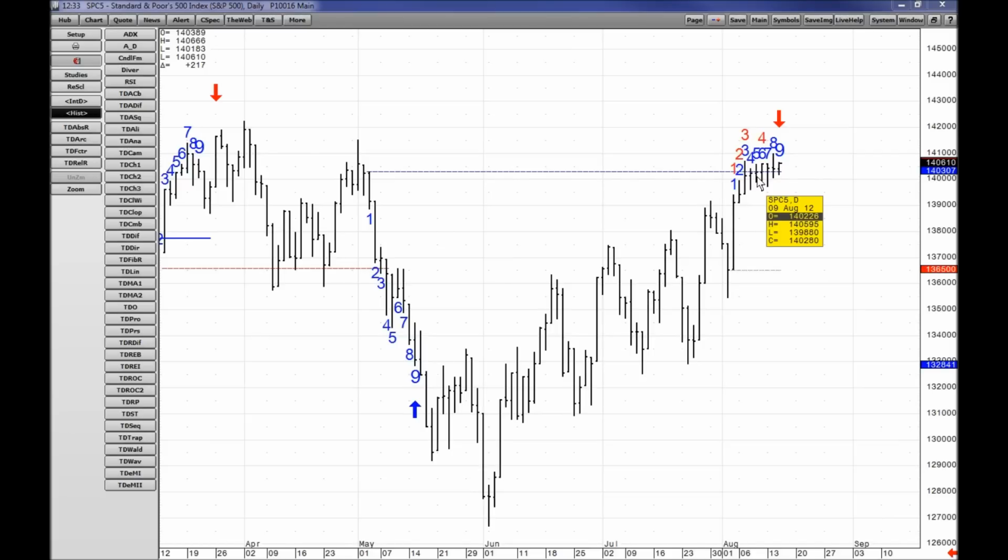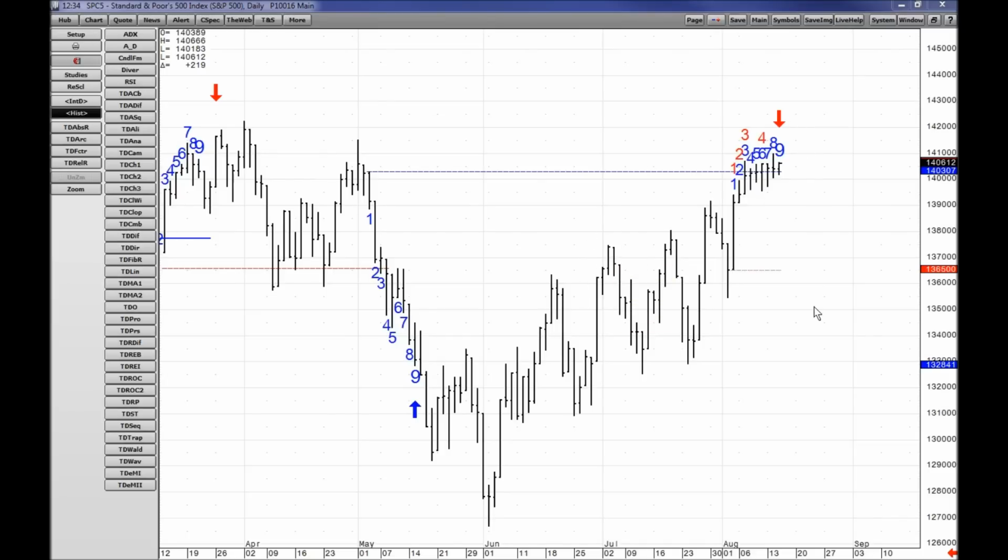If we close below 1402.80 today, that would erase this entire count and just negate it. So this chart would basically be blank here tomorrow. It would take away all of these numbers and it would look similar to this.